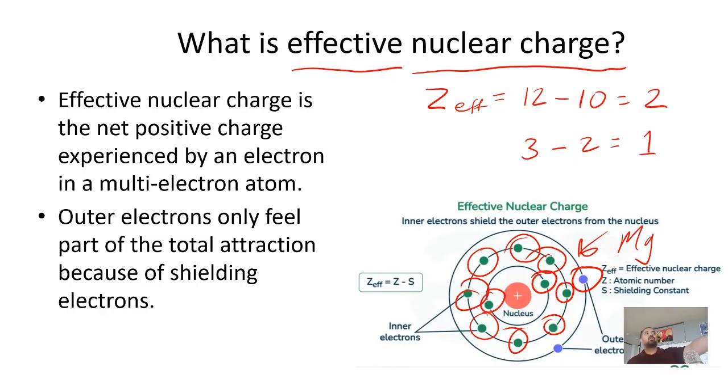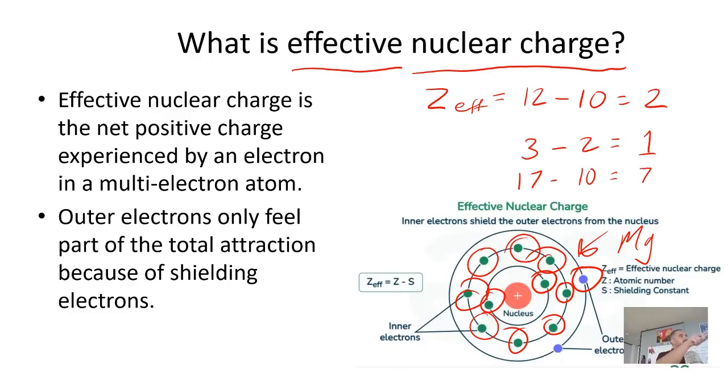What if we did chlorine? So chlorine has how many electrons? 17. It's got 17. How many shielding electrons? 10. Good. So it's these 8 right here plus these 2, which is 10. So what's the effective nuclear charge on chlorine? It's going to be 7.